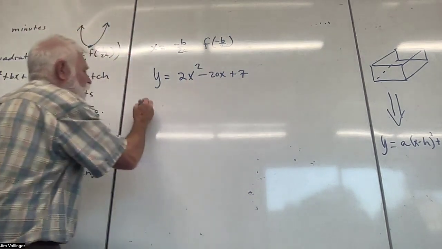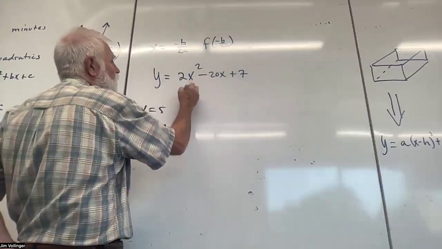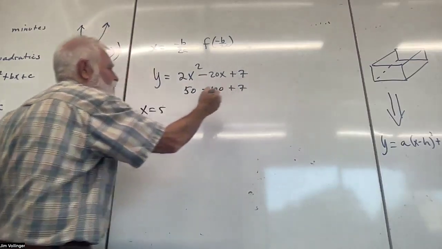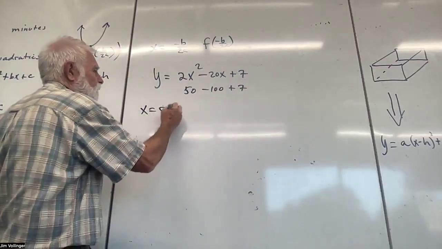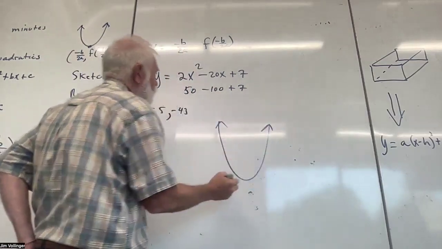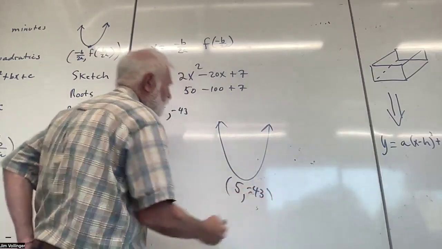20 divided by 4 is 5, so we know x equals 5. Put 5 in, and you'll see a nice pattern here. You got 50 minus 100 plus 7. If I don't make a mistake, I believe I'm looking at minus 50 plus 7, minus 43. So we know we have cup shape up, and we now know that we have 5, minus 43.